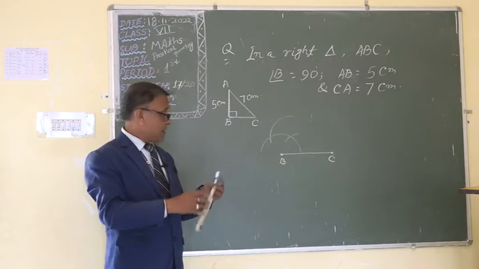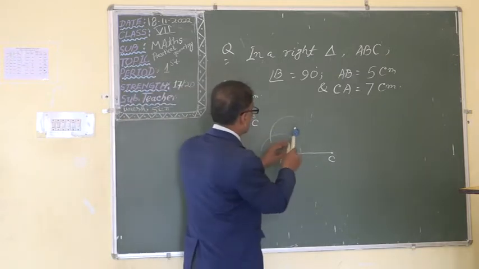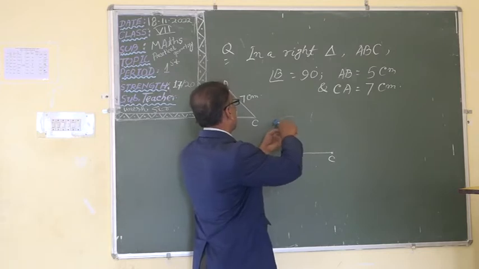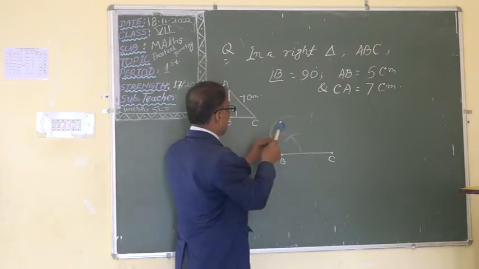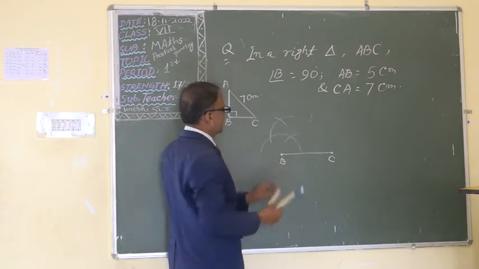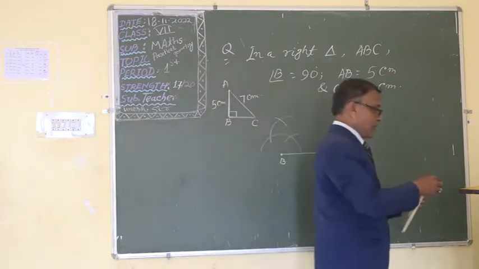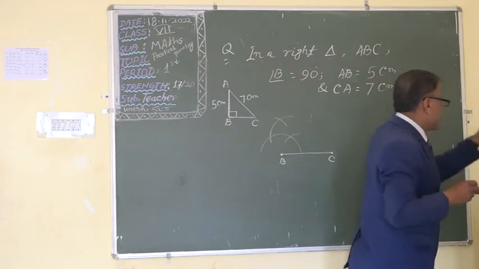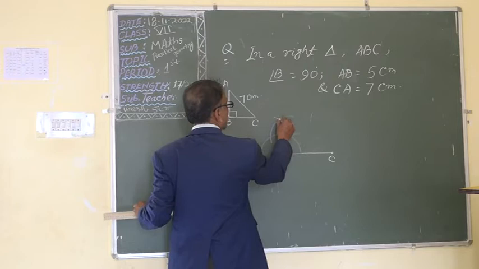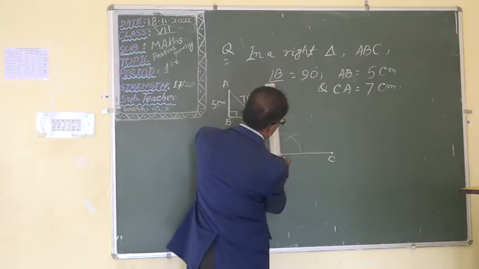Now from this part, from here, you cut another arc upon that arc. Now you join this point and this point. Join it.